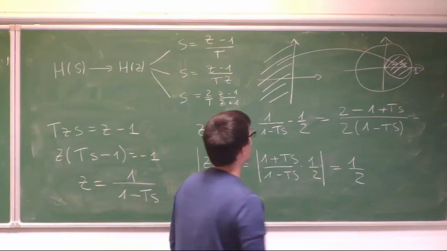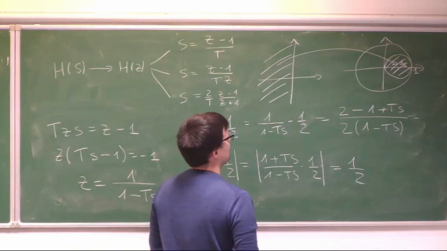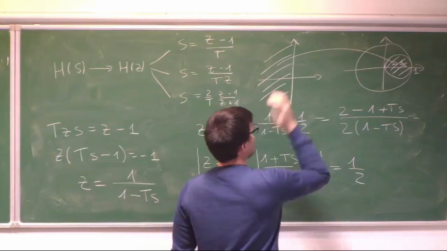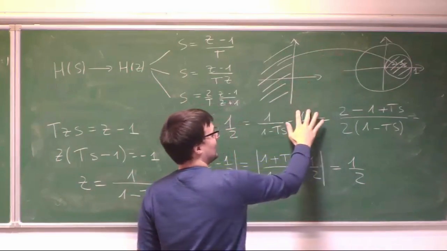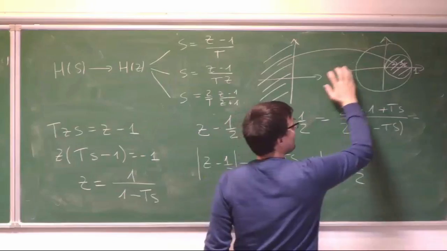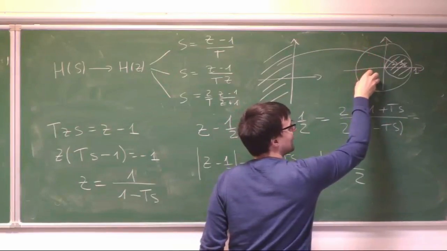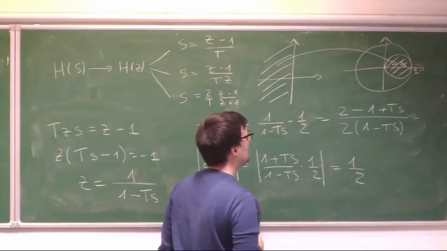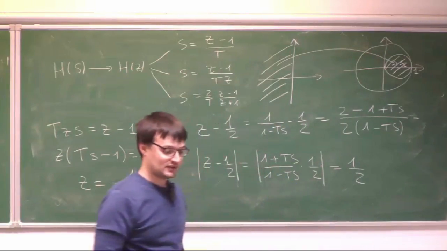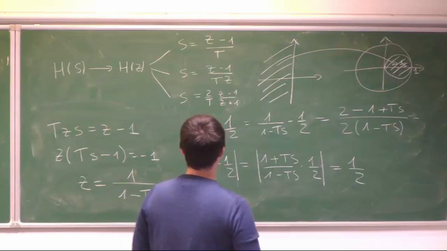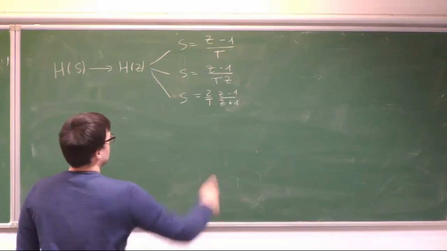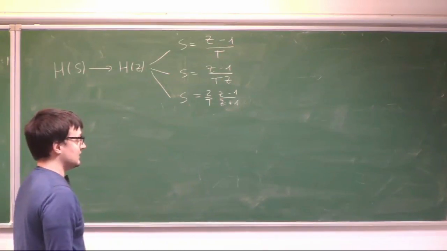The reason is that the points that are not in the stable part of the plane may be mapped, for instance, in this point here, and so they may look stable even though they are not. Okay? So this transformation does not preserve stability. Let's now look at the last transformation. So the last transformation is the Tustin transformation.